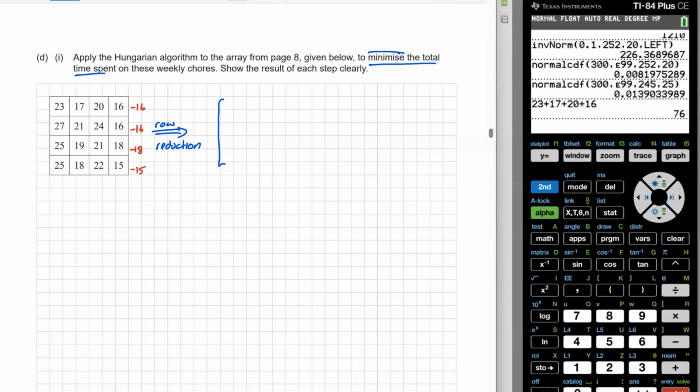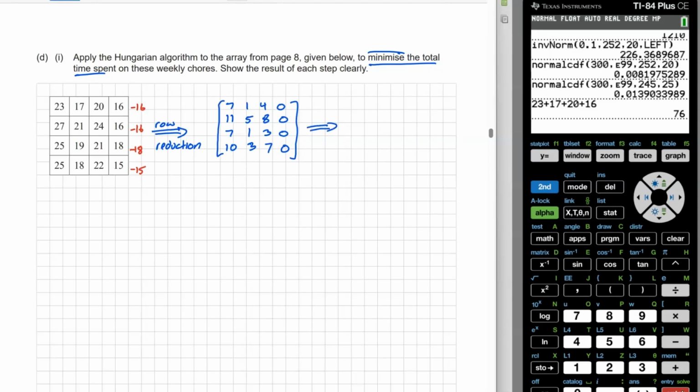So subtracting 16, I'm going to get 7, 1, 4, and then that 0, which is what I'm searching for by doing a row reduction. 16 on the next row, I'm getting 11, 5, 8, and 0. Next row, I'm subtracting 18 to get 7, 1, 3, and another 0. And then my last row is going to be 10, 3, 7, and then 0. I just tie up my brackets.